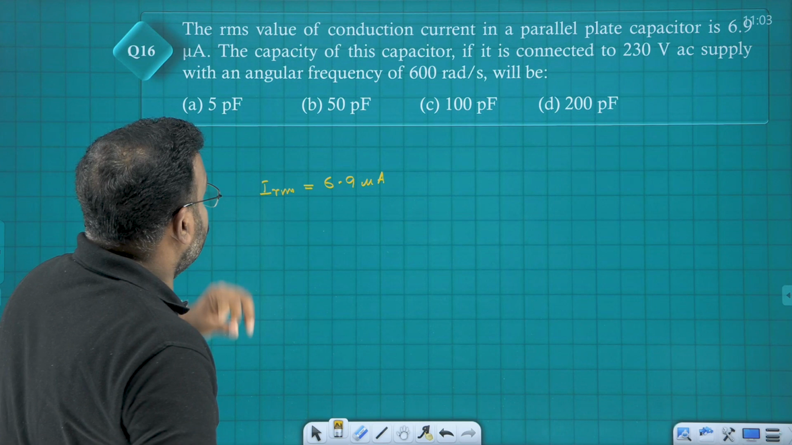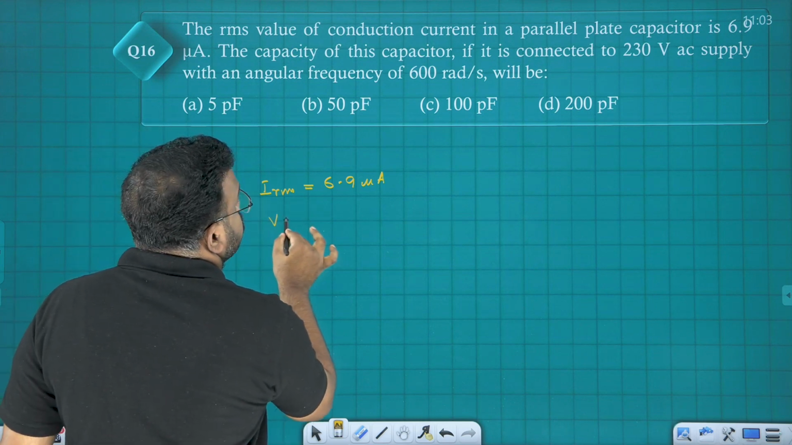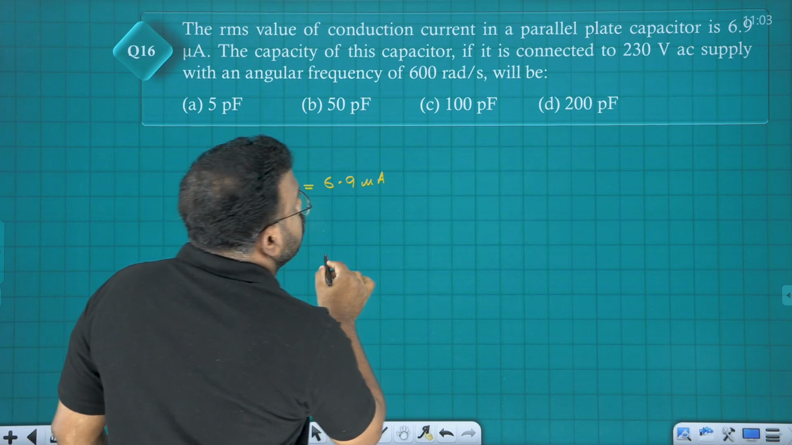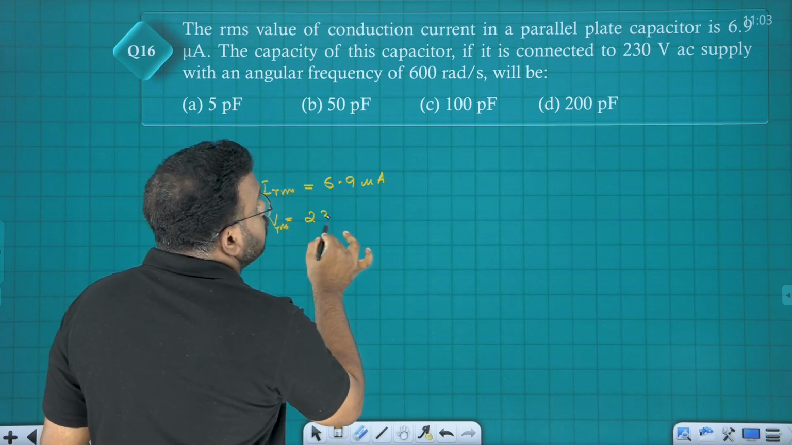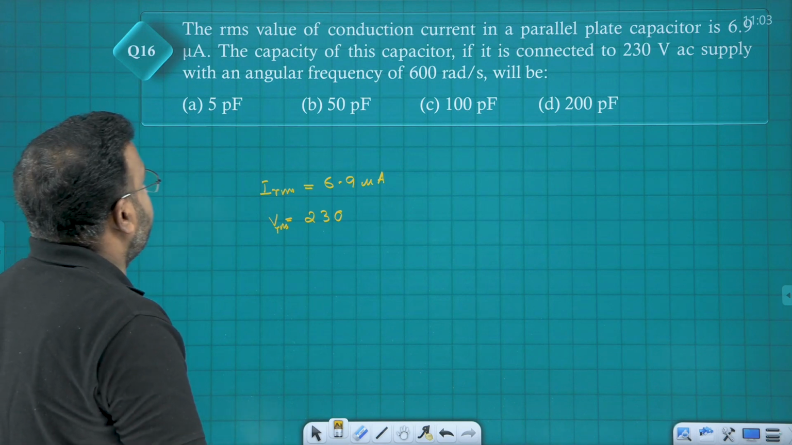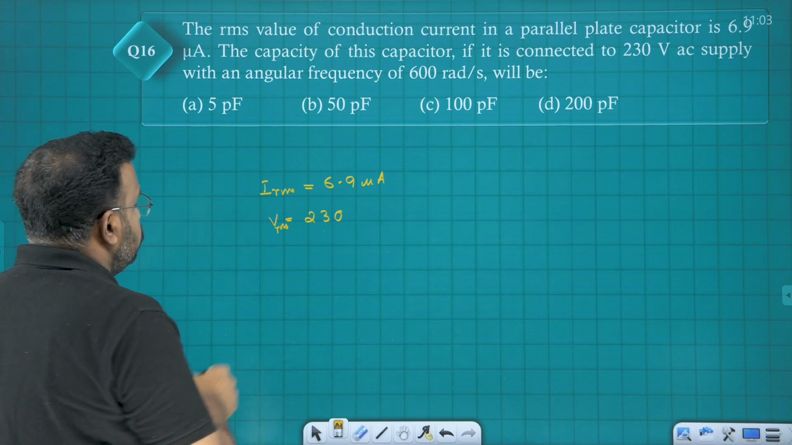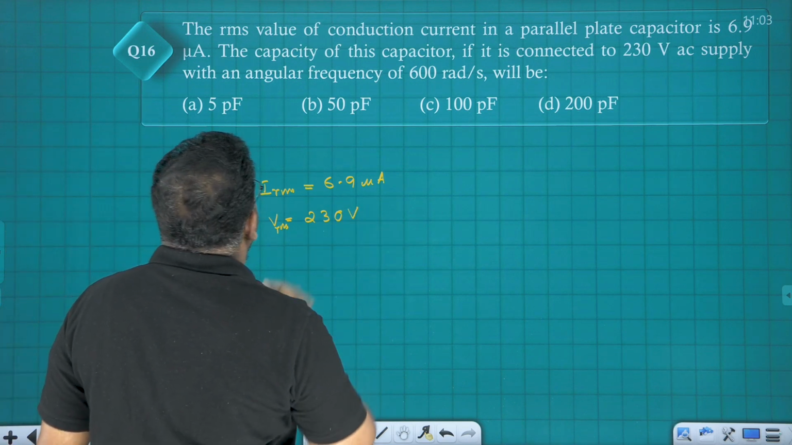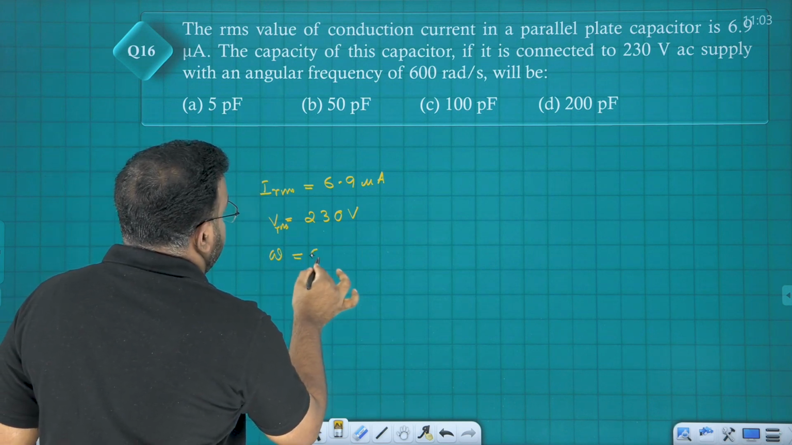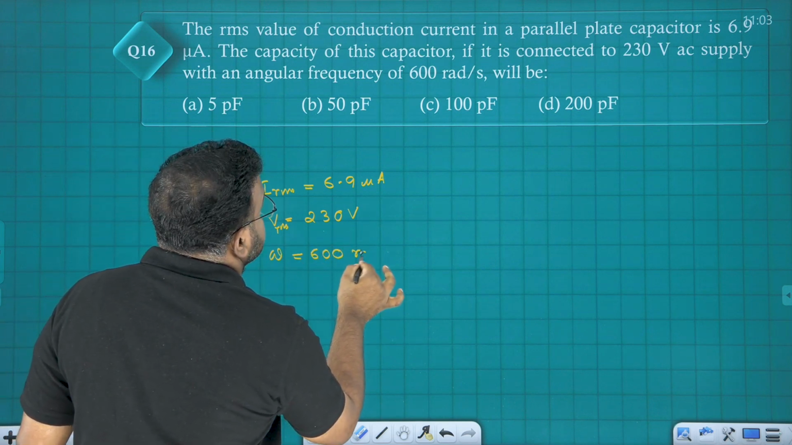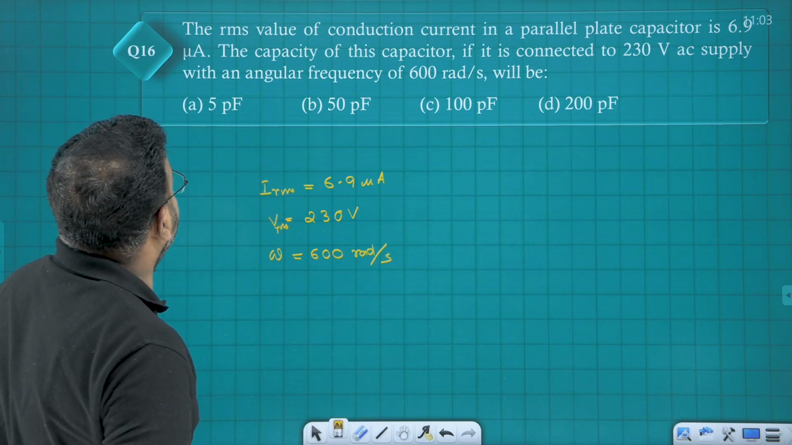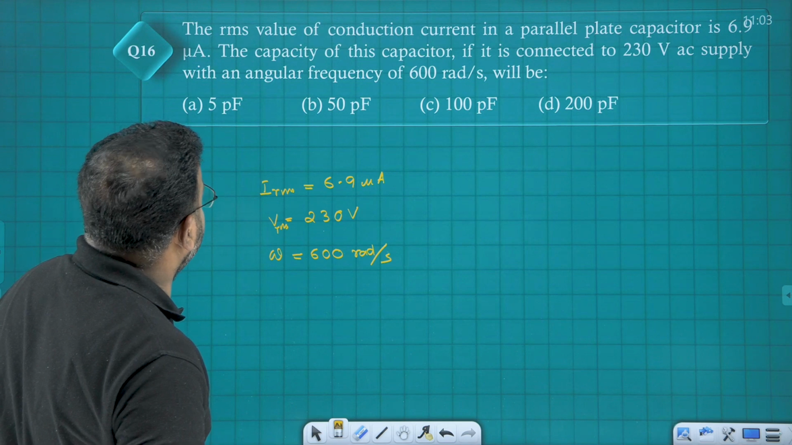Okay, and voltage is given. V, that means VRMS, is equal to 230 volt AC supply. Omega is given. It is 600 radian per second. So, what we need to find is the capacitance of this capacitor, the RMS value of conduction current is given.